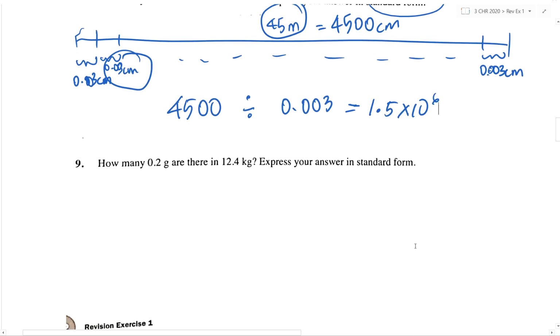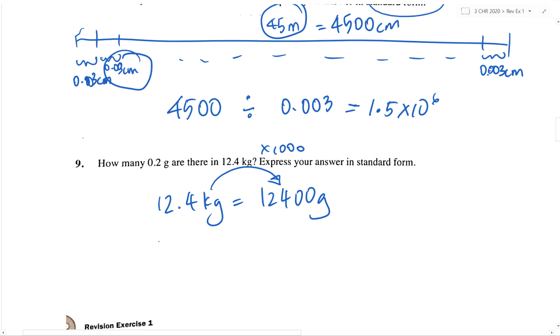Okay, last question. How many 0.2 grams are there in 12.4 kilograms? We expect the number to be very big again because 0.2 grams is really small and 12.4 kg is a lot. So the answer is simply 12.4 kg is the same as 12400 grams. You just need to multiply by 1000 to get a value in grams.